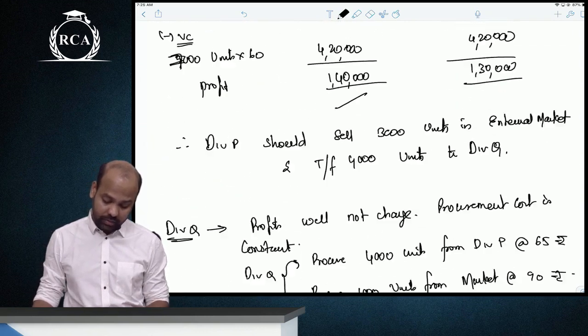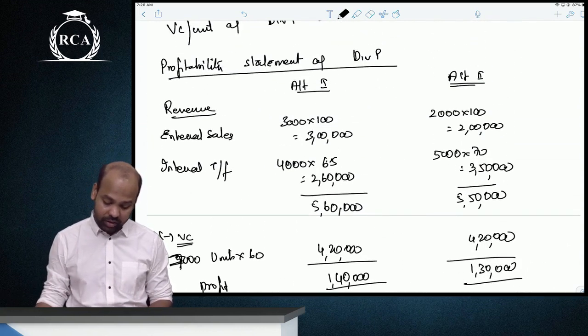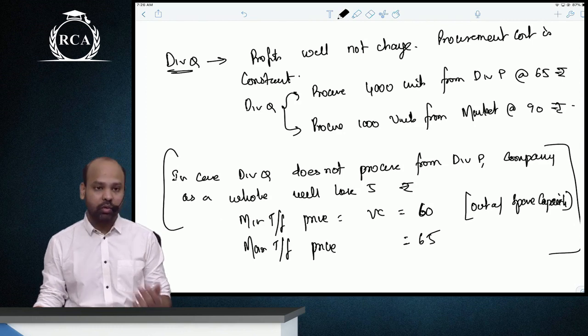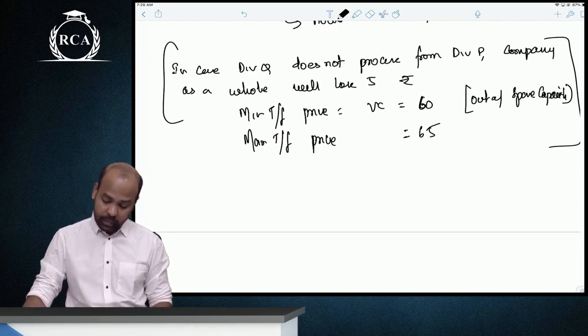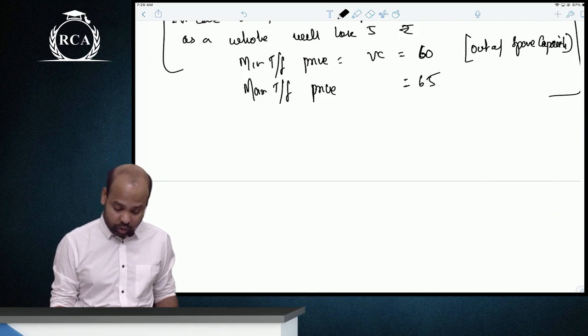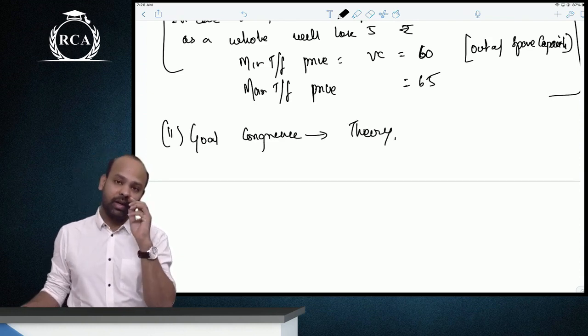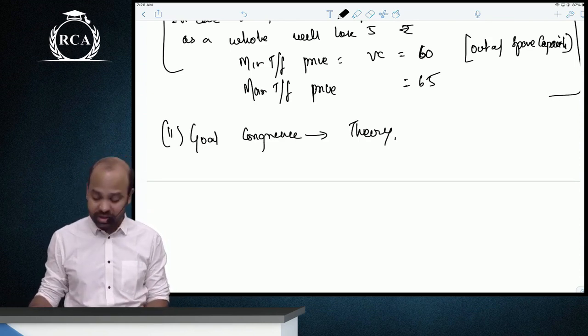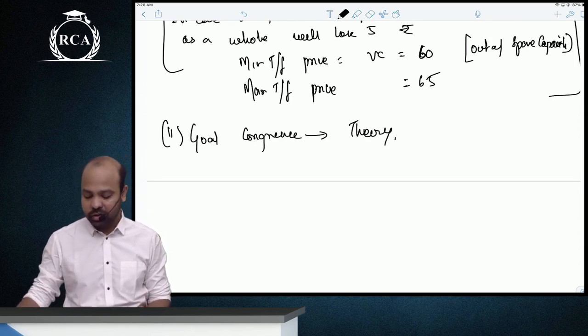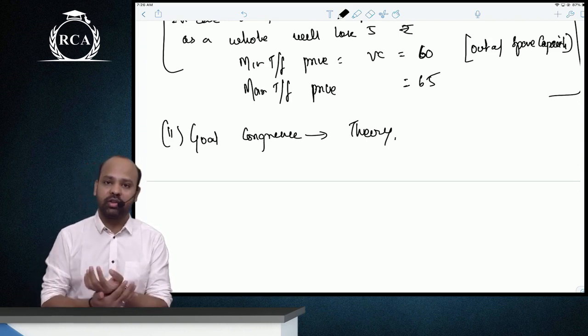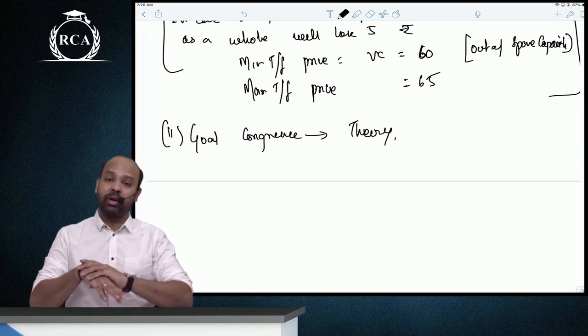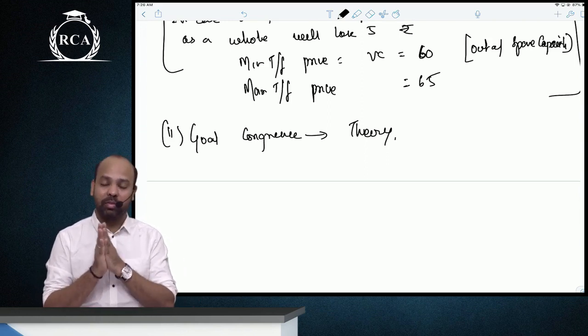I hope you're all clear about this. I did the profitability statements of these divisions, and we also arrived at what is better from the viewpoint of division Q. Second bit is goal congruence, which is just a normal theory concept. How will you explain goal congruence? Every decision the division manager takes should be in line with the objectives of the organization. It should result in optimum allocation of the resources of the organization as a whole, and should not result in suboptimal decision making.